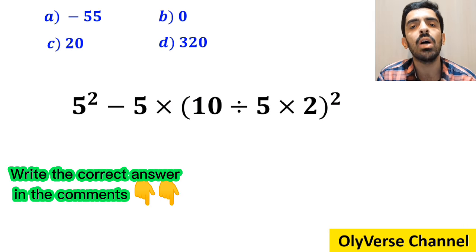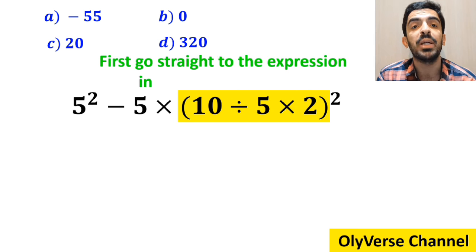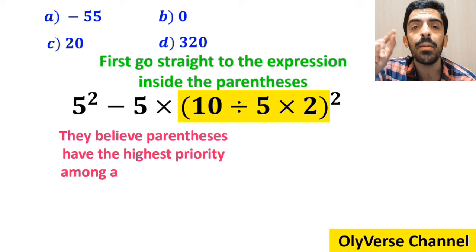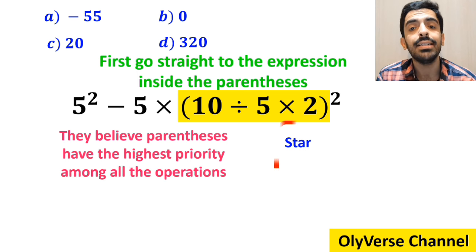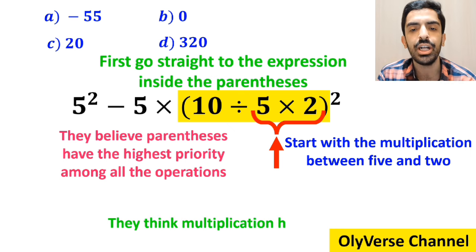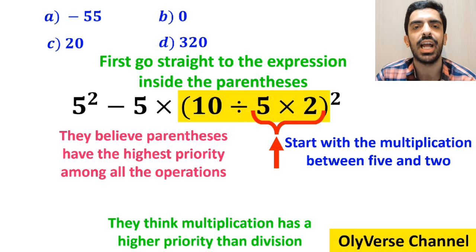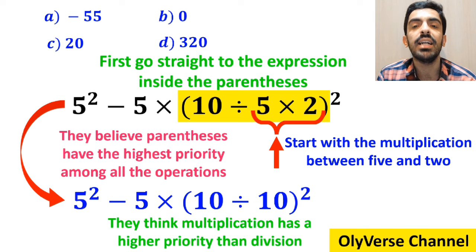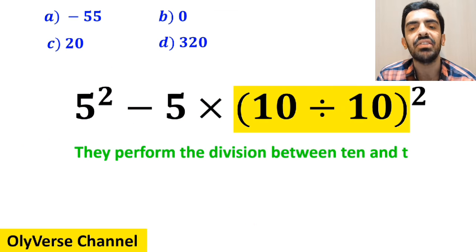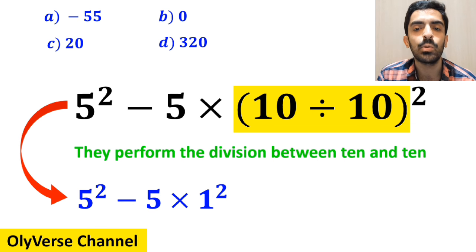Also, some other people to solve this question first go straight to the expression inside the parentheses because they believe parentheses have the highest priority among all the operations. And they start with the multiplication between 5 and 2 because they think multiplication has a higher priority than division. So, they rewrite this expression as 5 squared minus 5 multiplied by (10 divided by 10) all squared. And the next step, they perform the division between 10 and 10 and write this expression as 5 squared minus 5 multiplied by 1 squared.